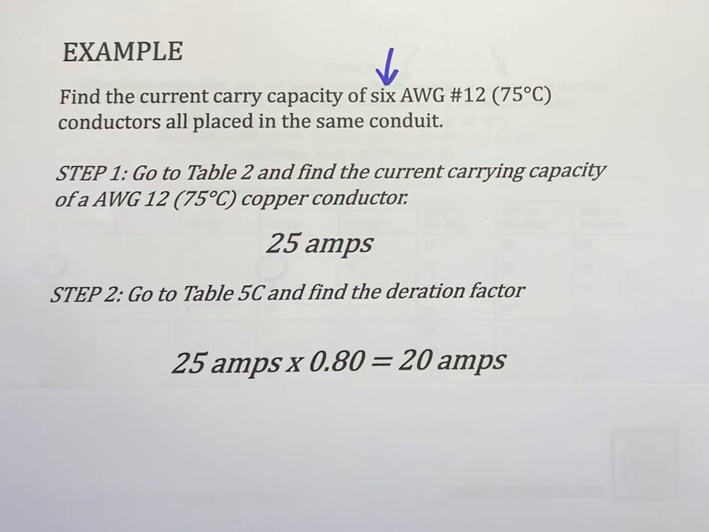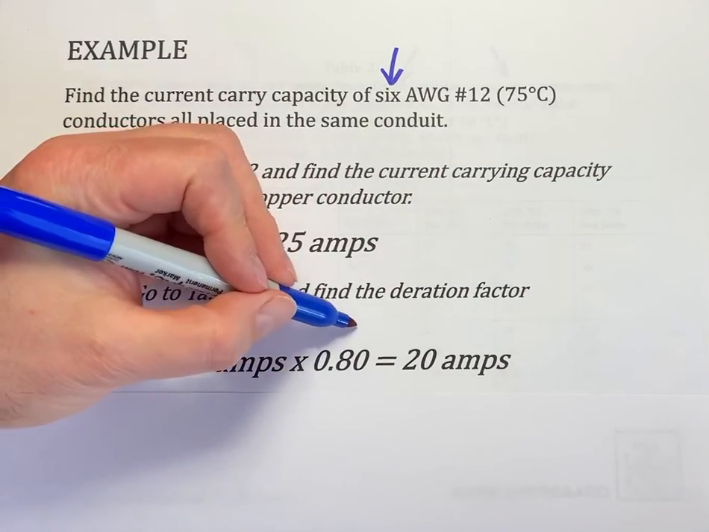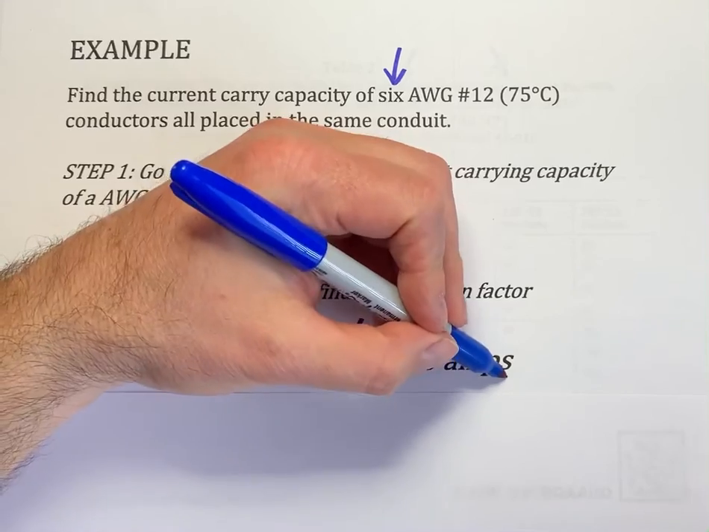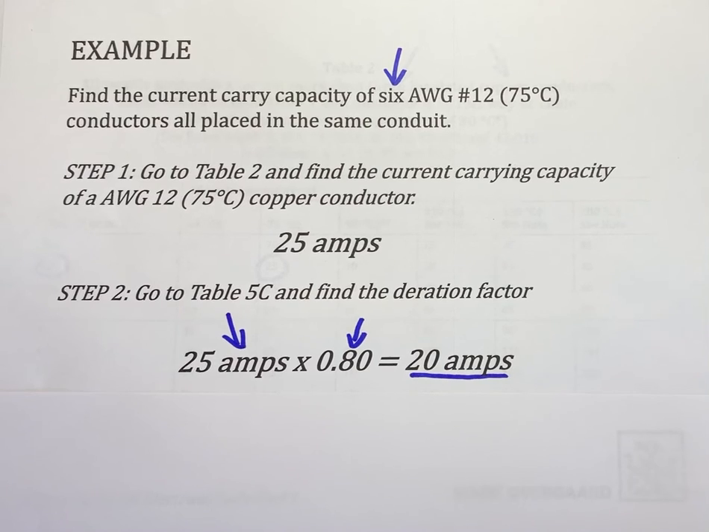So you get the 25 amps times the 0.8, and the new amperage rating that it can handle is 20 amps. There you go. That is Table 5C from the Canadian Electrical Code, Part 1.